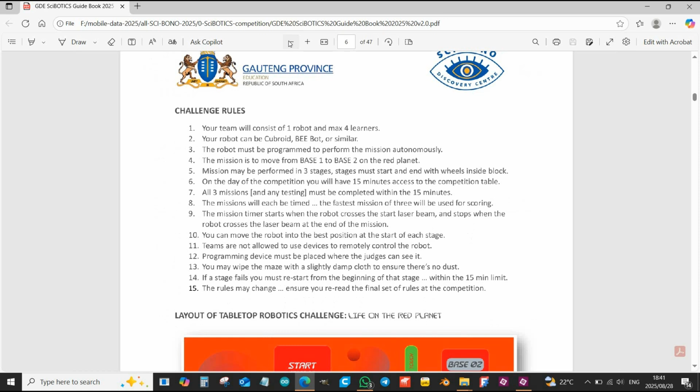The rules may have to be changed for technical reasons, so please ensure that you reread the final set of rules at the competition. Before the competition, you need to build out your robot, you need to create your programs and test everything very thoroughly, because on the day of the competition, there isn't going to be enough time to start from scratch. Although at the competition, there will be a practice table that you can do some final testing and tuning of your robot before you move over to the official competition table with a timer on it.